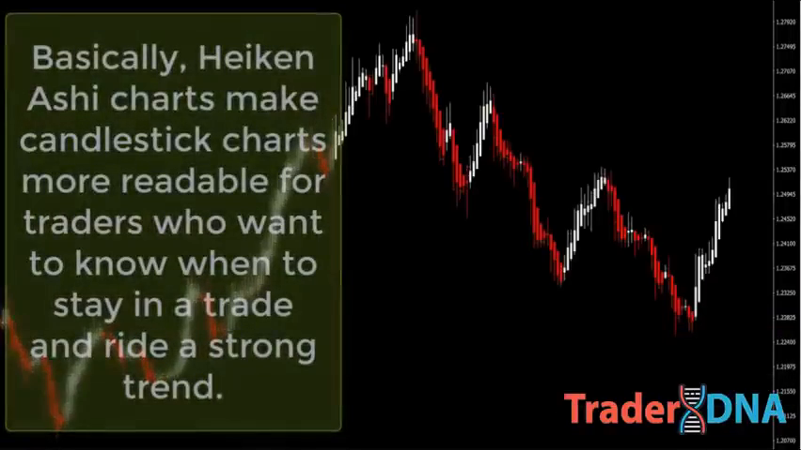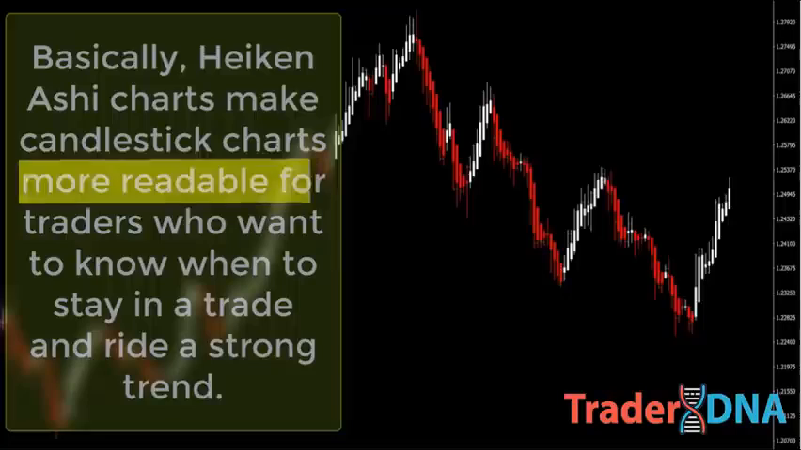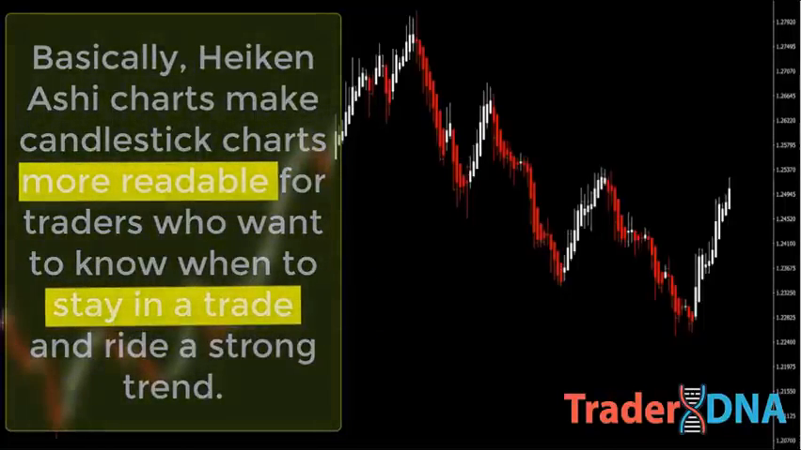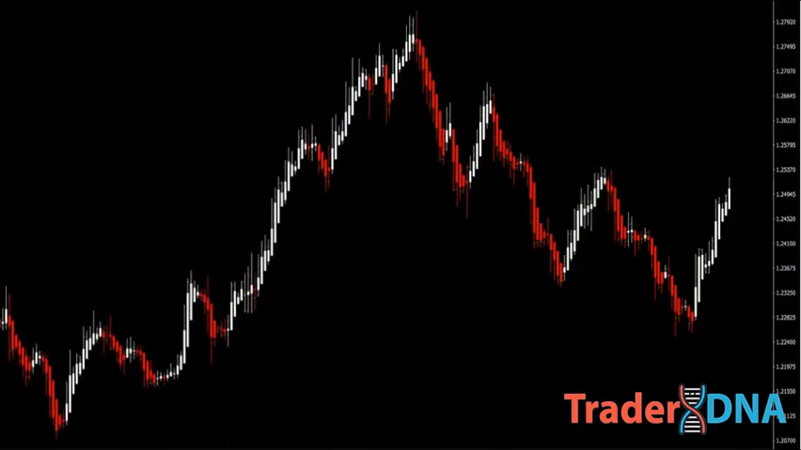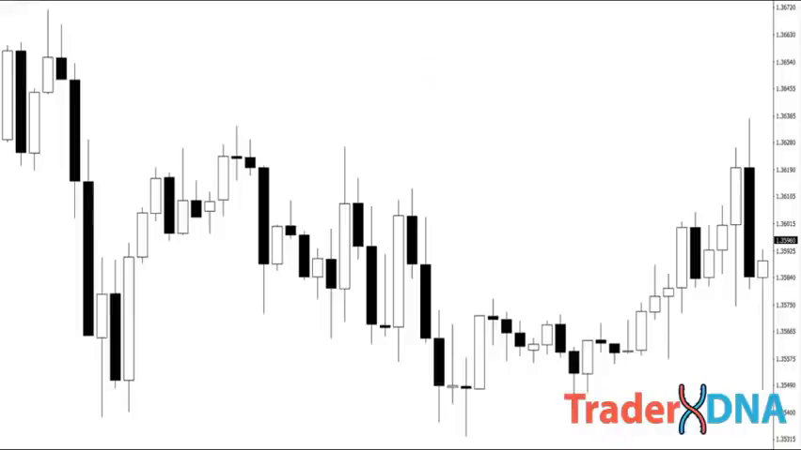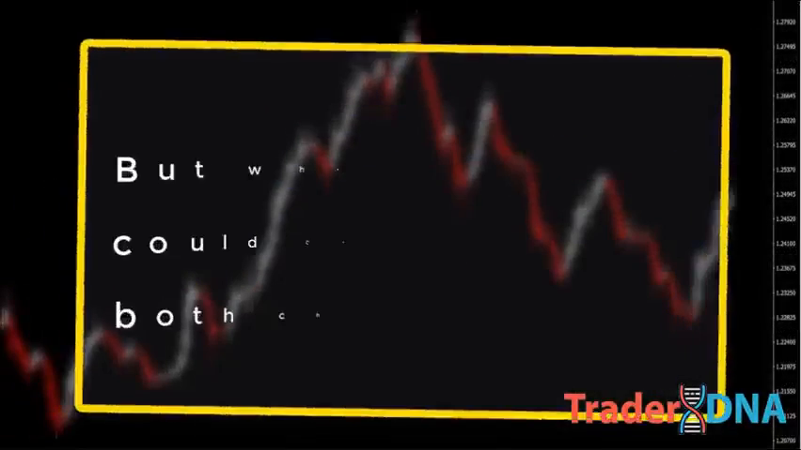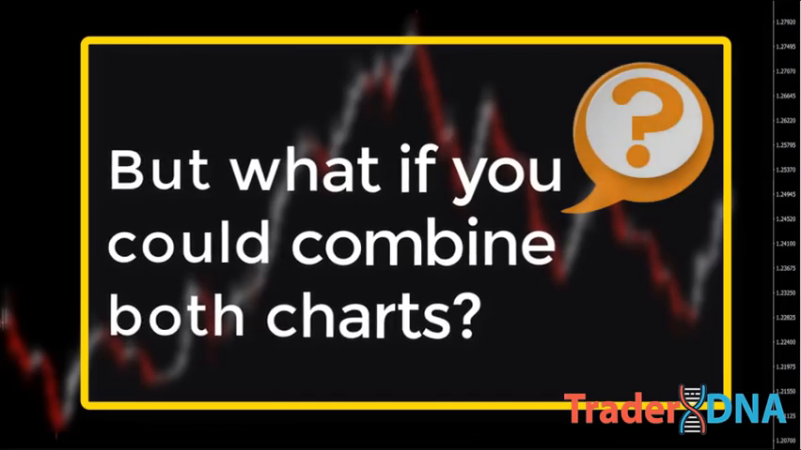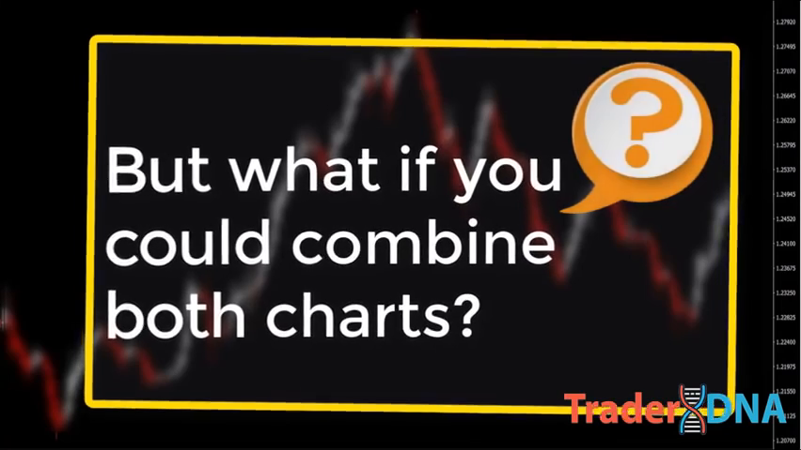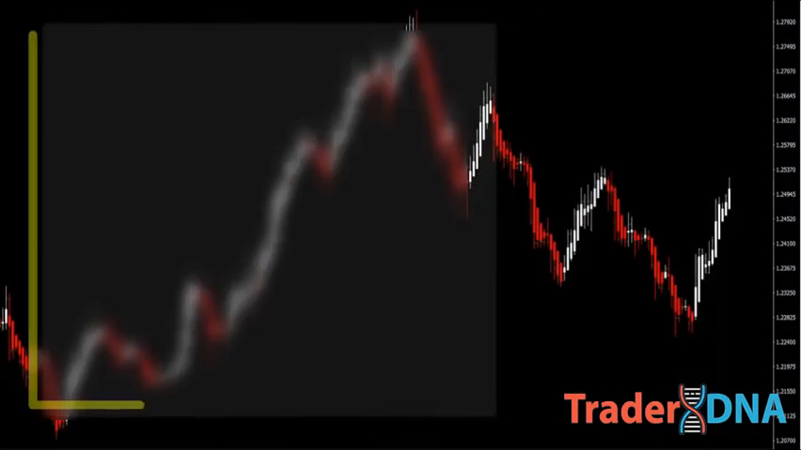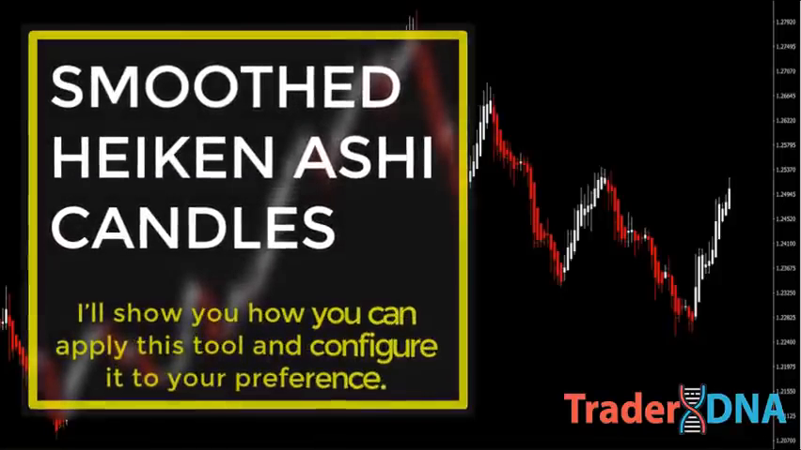Basically, Heiken Ashi charts make candlestick charts more readable for traders who want to know when to stay in a trade and ride a strong trend, and when to get out when the trend weakens. Although Heiken Ashi has many advantages, a lot of traders prefer to analyze classic candlestick charts. But what if you could combine both charts in order to have the classic candles and still be able to plot Heiken Ashi candles? We can do that by using smoothed Heiken Ashi candles.